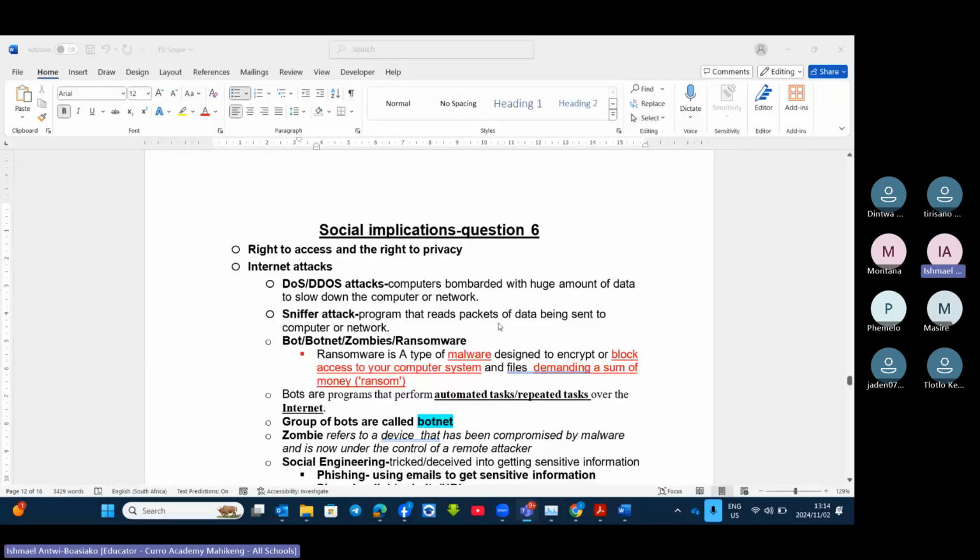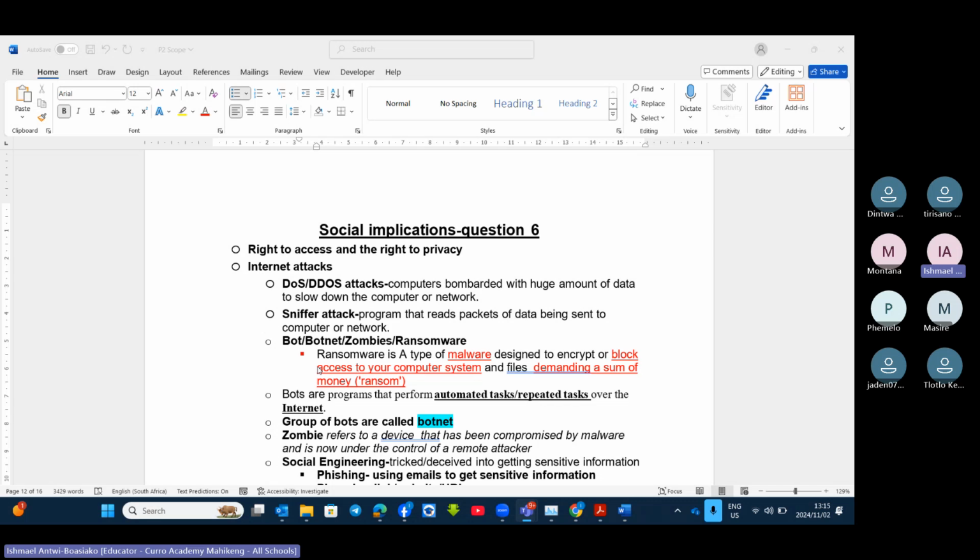So denial of service or distributed denial of service is whereby the computers are bombarded with huge amounts of data to slow down your computer or network. The attackers mostly send a lot of data to your computer in such a way that you will not have access to your computer or network. And that's what we call the DOS. They achieve that by using the bot or the botnet so that they will deny you access. And sometimes it gives room to ransomware, which we are going to discuss again.